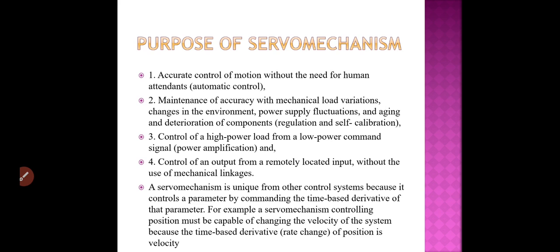First, the purpose of the servo mechanism is accurate control of motion without the need of human attendance, meaning it is an automatic controller. Human manual handling is not needed in this mechanism. Maintenance of accuracy with mechanical load variation, changes in the environment, power supply fluctuations, aging and deterioration of the components, etc. Then control of a high power load from a low power command signal.